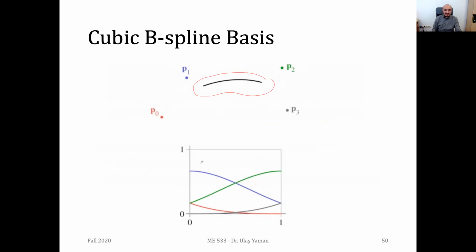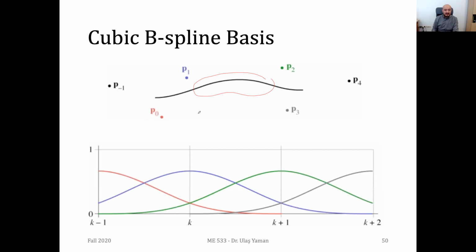And below you can see the basis functions for this cubic B-spline segment. If you use the same basis functions, you may have, as you see, such continuities, again C1 continuities, and you can easily add more control points to your segment. But again, it's an approximation. This time, it's completely an approximating curve.